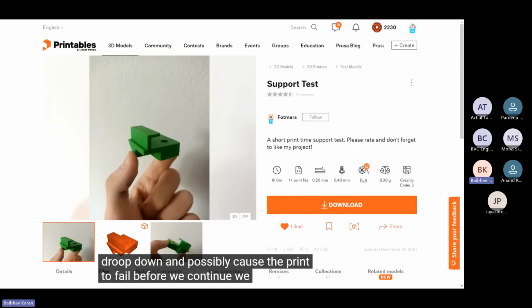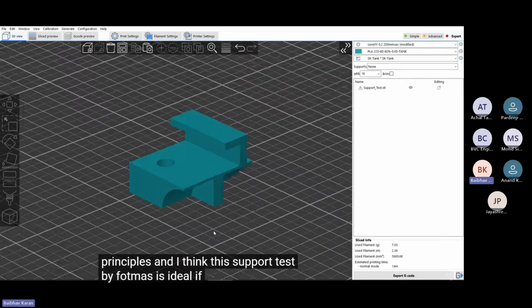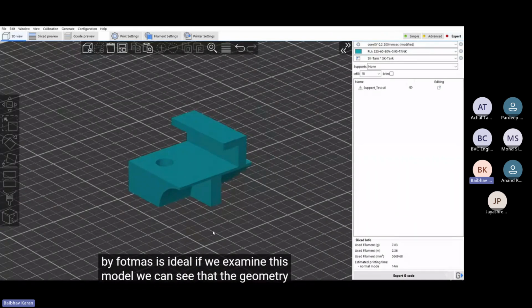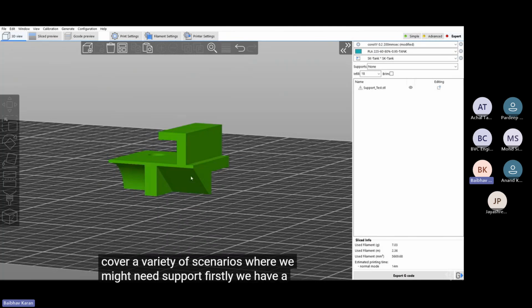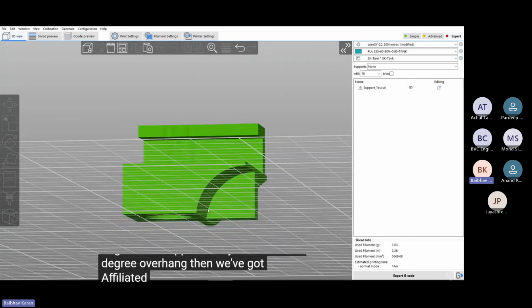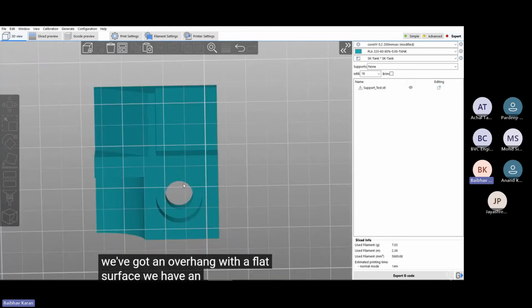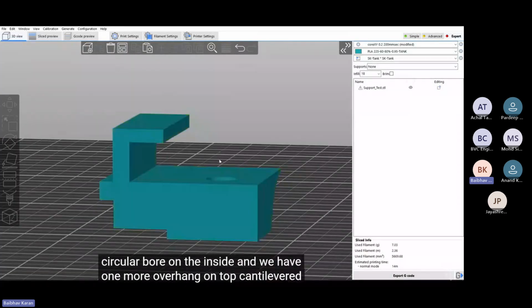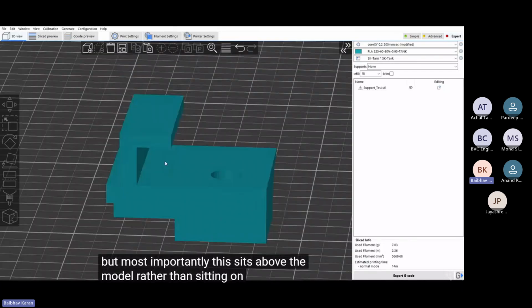Before we continue, we need a suitable test model to demonstrate the principles, and I think this support test by FOTMAS is ideal. If we examine this model, we can see that the geometry will cover a variety of scenarios where we might need support. Firstly, we have a 45-degree overhang, then we've got a filleted overhang, which starts close to vertical and gets steeper as it goes. We've got an overhang with a flat surface, we have an overhang with the circular bore on the inside, and we have one more overhang on top, cantilevered, but most importantly, this sits above the model rather than sitting on top of the bed.